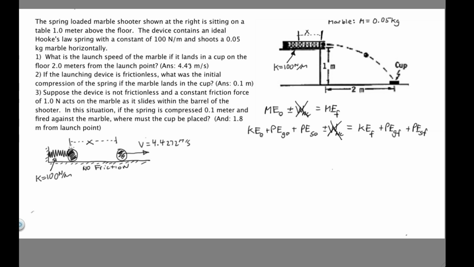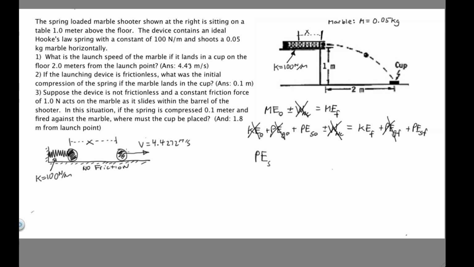So over here is the initial. So let's go through the energies. We start with no kinetic because the marble starts at rest before being launched. There is no potential of gravity because this whole problem takes place on the same horizontal surface, which we'll just call the 0 point. So there's no potential of gravity and no potential of gravity final. And then there is energy in the spring. The spring is loaded initially. So all the energy before the marble's fired, it's all in the form of potential of spring.